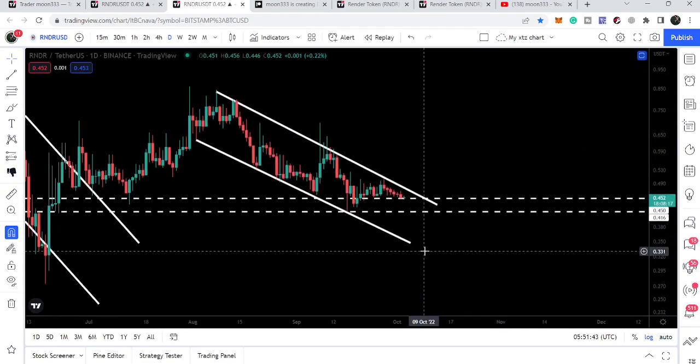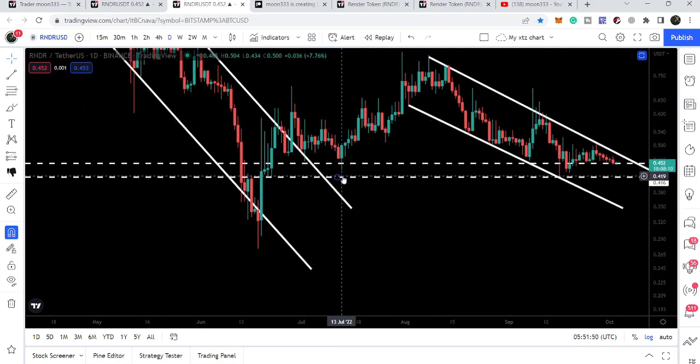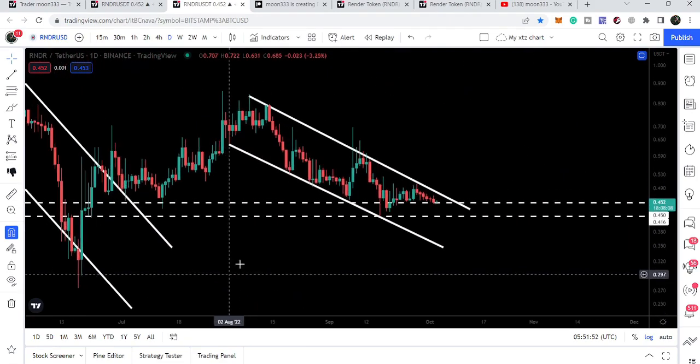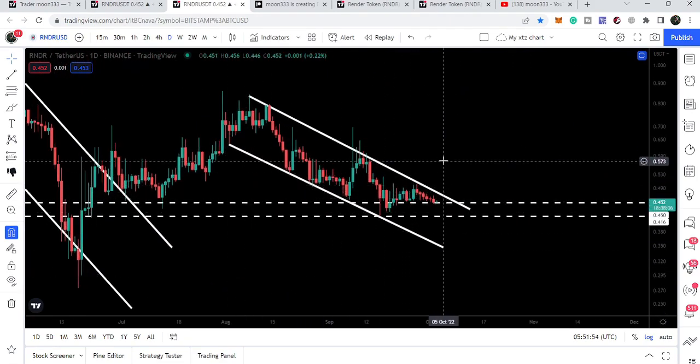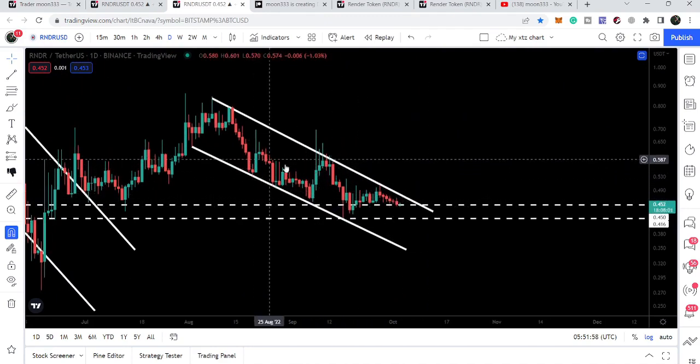Here we also have a very nice support zone that starts from 45 cents and goes to 41.6 cents. You can see whenever the price line enters this zone, it is bouncing nicely, and right now we are very close to hitting the resistance of this smaller down channel.